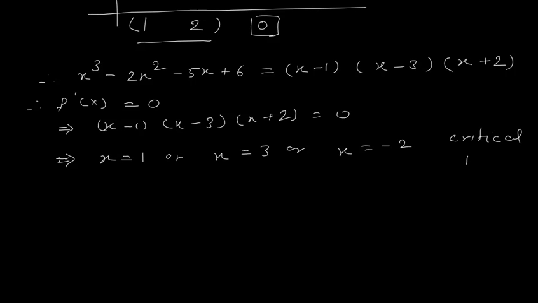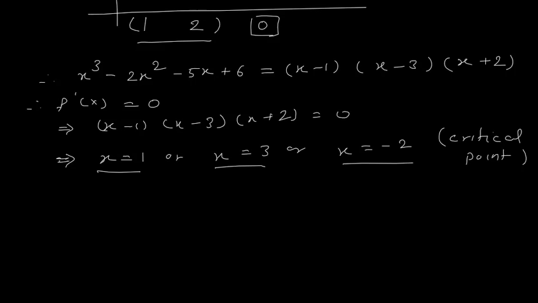Critical point, you know, is where your curve, if you draw the graph, takes a turn. So these are critical points. At these critical points you could have a maximum value or a minimum value, meaning here the graph is changing its sign.